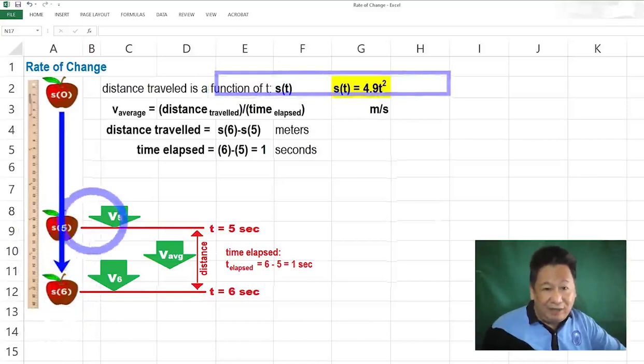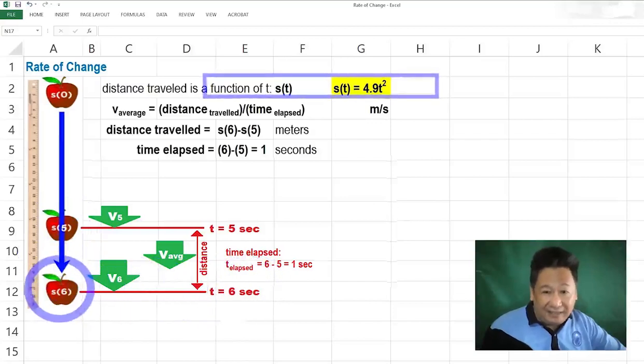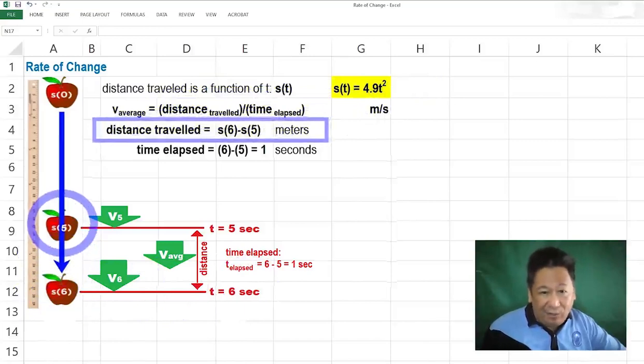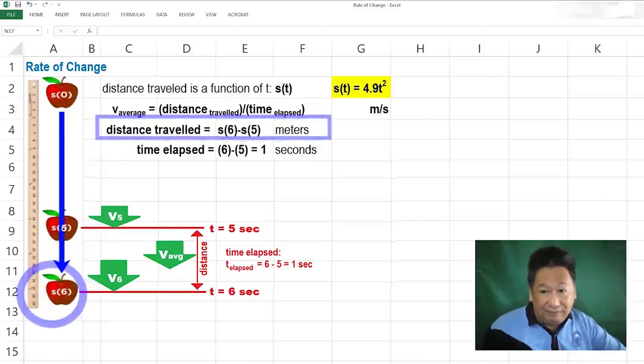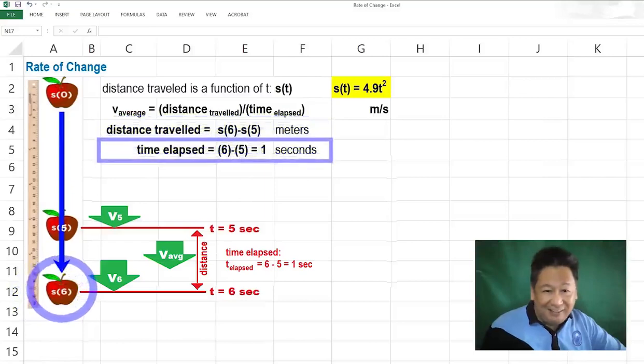Using Galileo's equation, we can express distance traveled as the difference between 2 points. Say, distance traveled in 5 seconds, s of 5, and in 6 seconds, s of 6. If we subtract s of 6 minus s of 5, we are necessarily describing the distance traveled during the period from t equals 5 to t equals 6 seconds after being dropped. That will also mean that the time elapsed is 1 second.